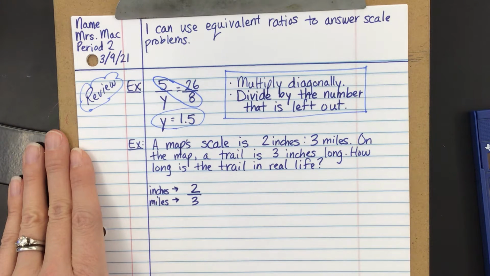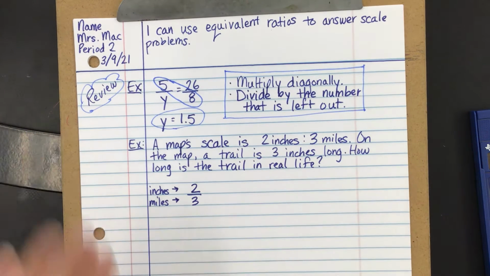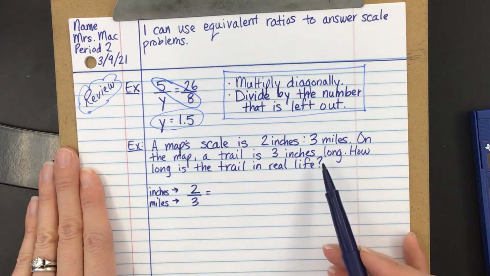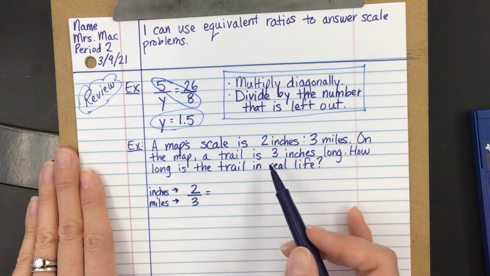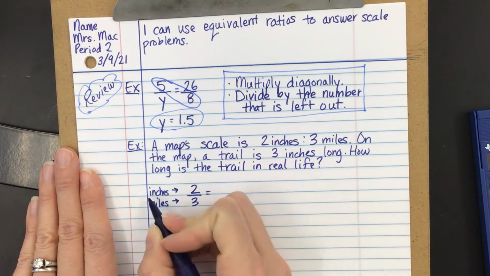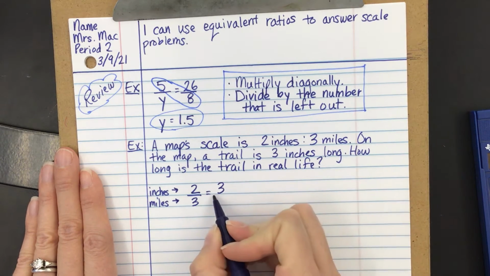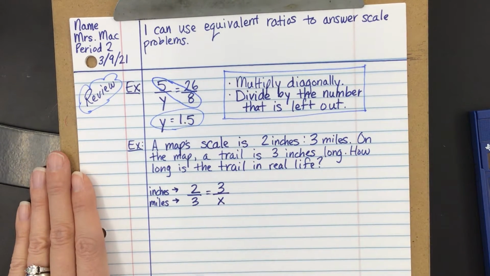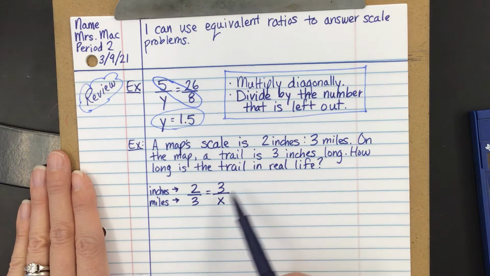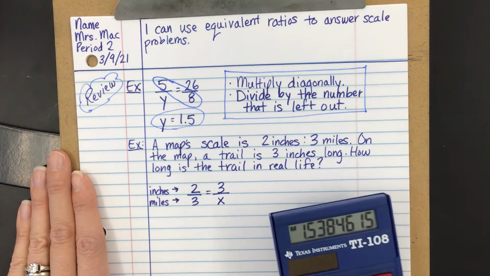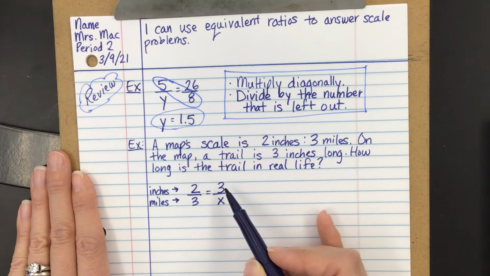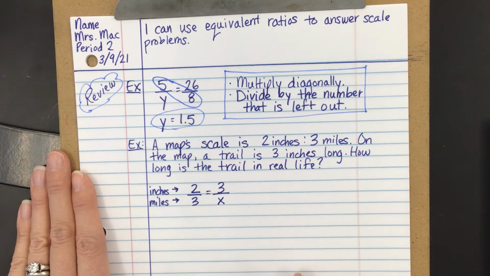Well, to find out how many miles that trail is, we're going to set it equal to this, and then for the trail on the map, the trail is 3 inches long. So since we're talking about inches, I'm going to put it on the top, and we're going to be solving for the number of miles. We'll just put an X there. Okay. Well, you could probably do this in your head, but there will be times when a calculator really comes in handy. We're going to cross multiply, so that's 9. Divide by 2, and you're going to get 4.5.